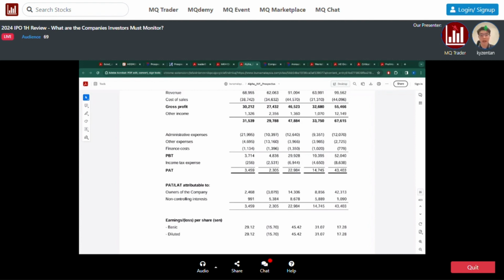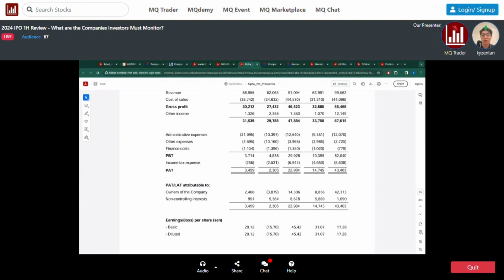Okay, assuming a 10 times PE for this company, which it will be impossible for this kind of margin to go 10 times PE. Assuming a 10 times PE for this company, the market cap is already close to 500. Yet they are also going to the ACE market, which is very interesting.